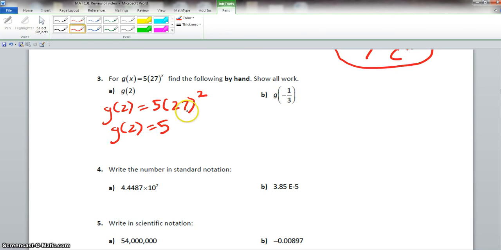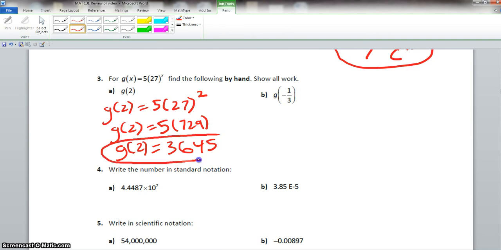Now we would take 27 to the second power in your calculator, which gives 729. So now we would take 5 times 729. So we have g of 2 is equal to 3,645. And that is your answer for A. Now we go to B.